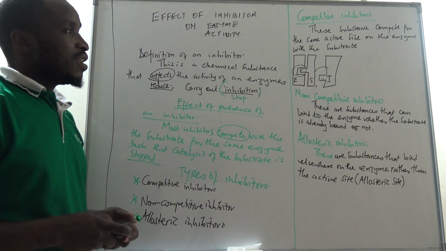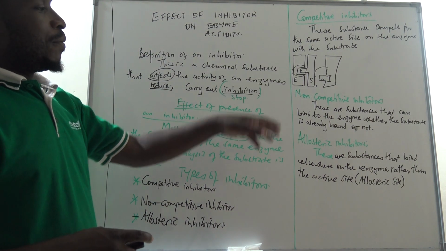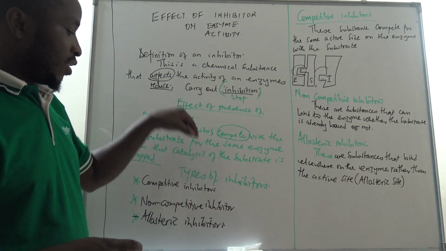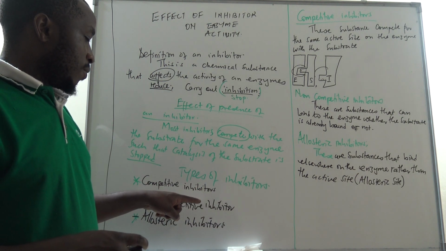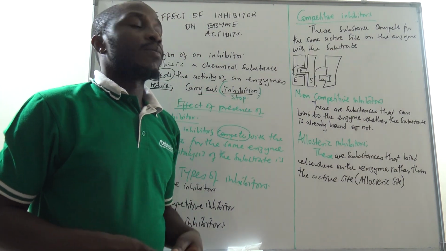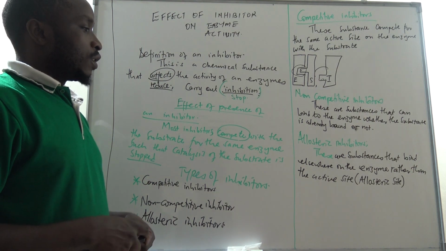So those are the main three types of inhibitors. Now, let's look at the structure of the enzyme, where the allosteric site is found and where the active site is located.